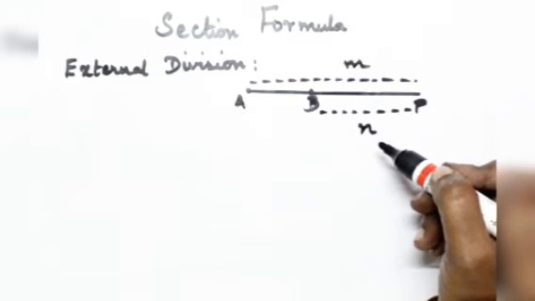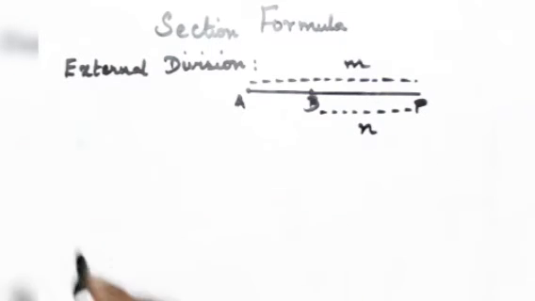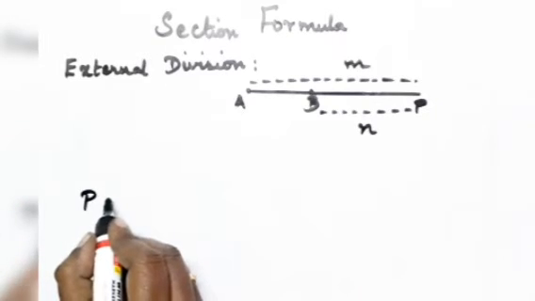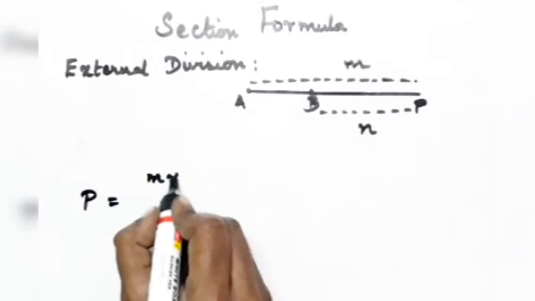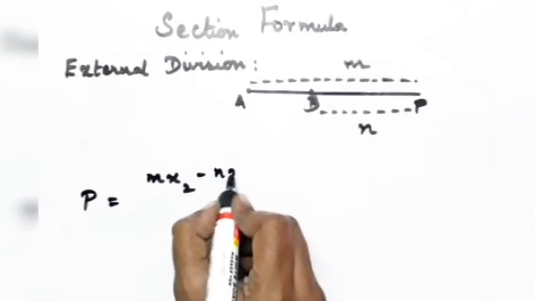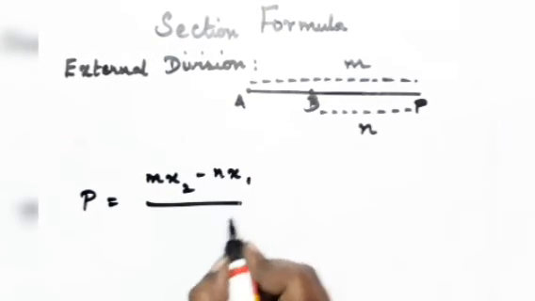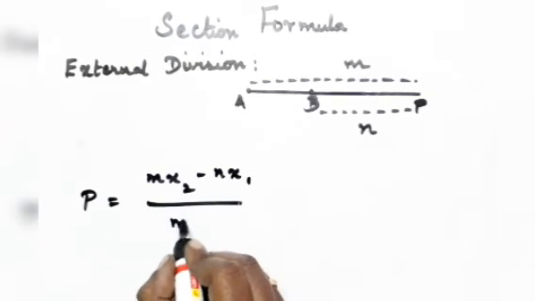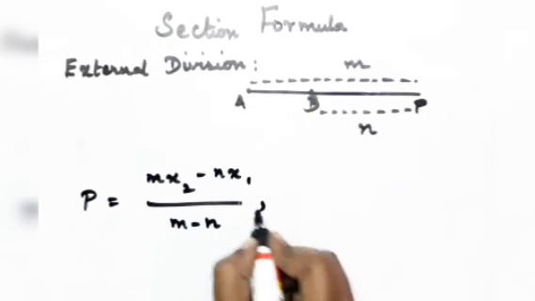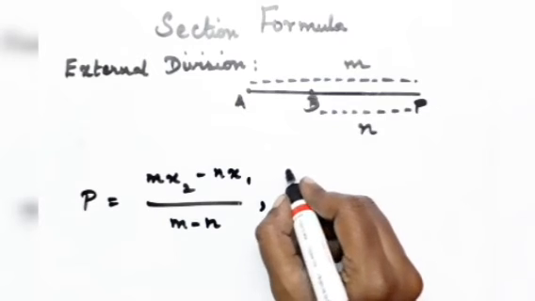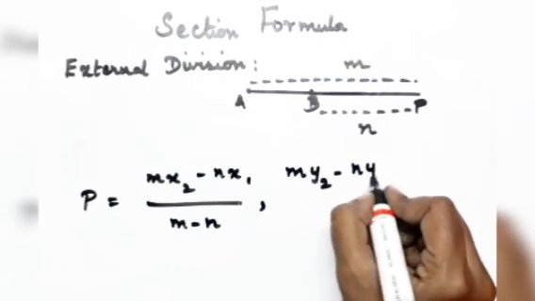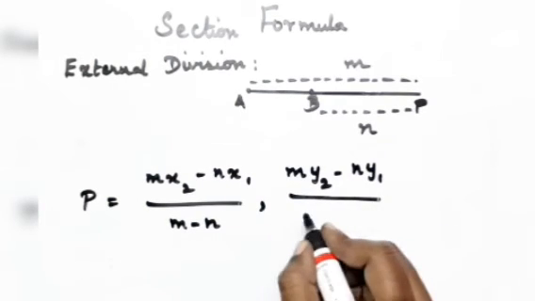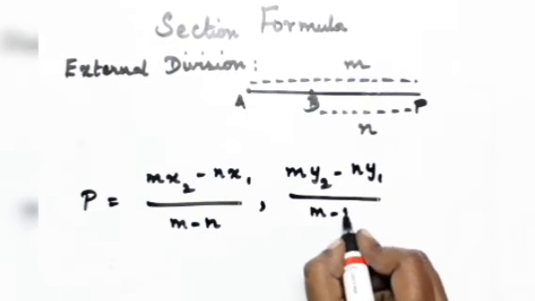So to find the coordinates of P, we have (m x2 minus n x1) divided by (m minus n), comma, (m y2 minus n y1) by (m minus n).